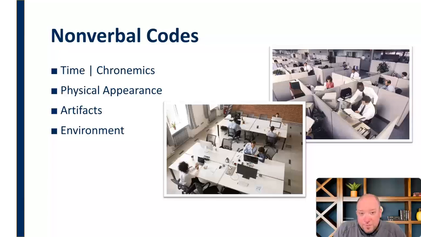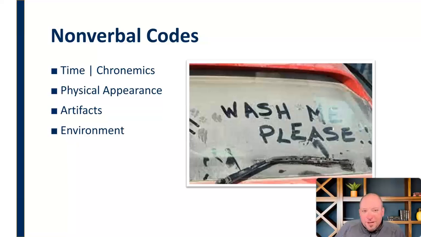Those are two very different workspaces and they communicate two very different things, right? So our environment, and the environment that we establish as an organization, for example, but even as individuals, what's our work environment like? That says something about us when we communicate nonverbally in that way. And then things like our car.